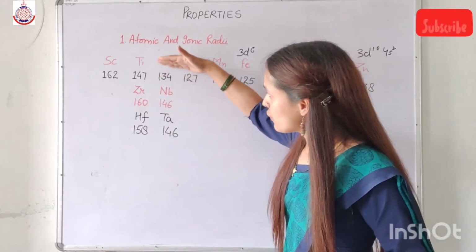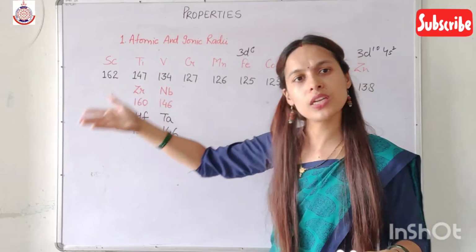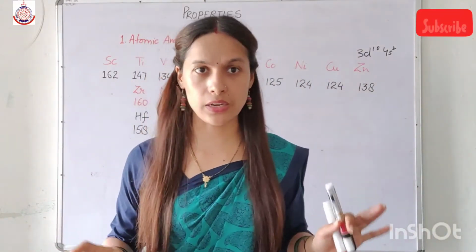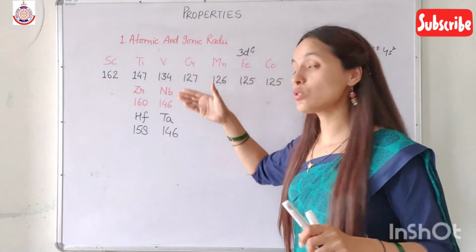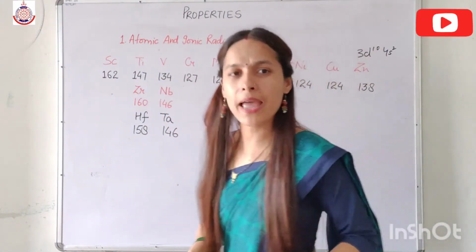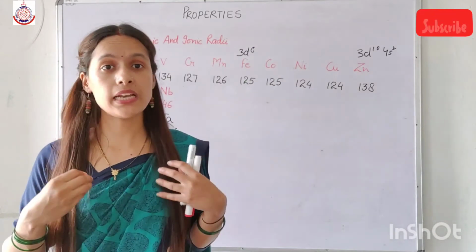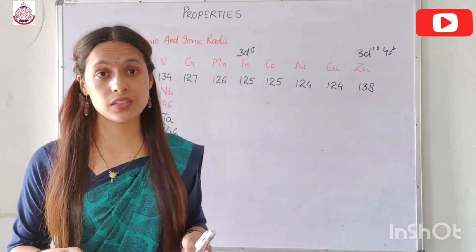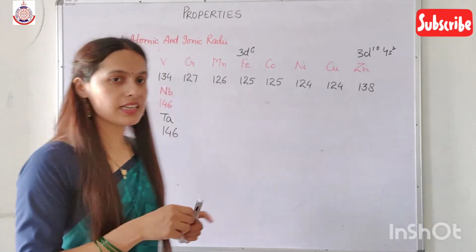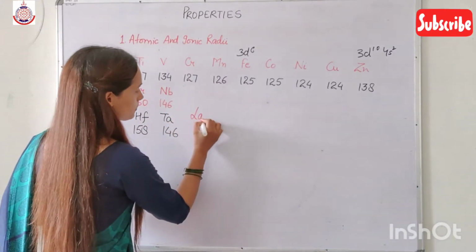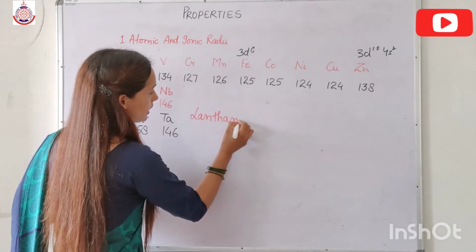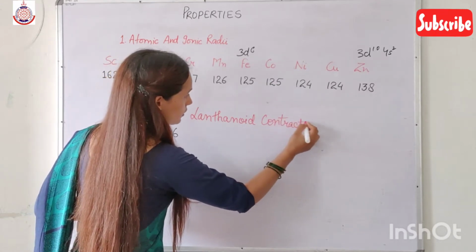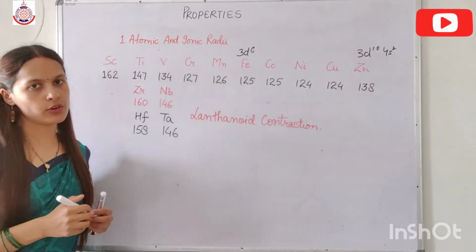Now, when we move from first to second transition series, due to the increase in the number of shells, atomic radii increases. Obvious thing it is. But when we move from second to third transition series, what happened? There is either very little increase in the atomic radii or no increase at all. The reason is lanthanoid contraction. Now, what is lanthanoid contraction?